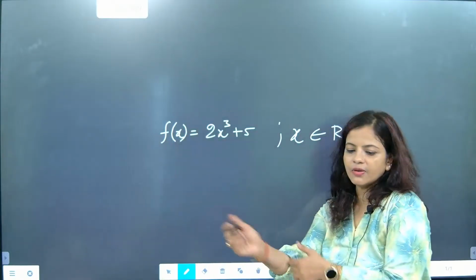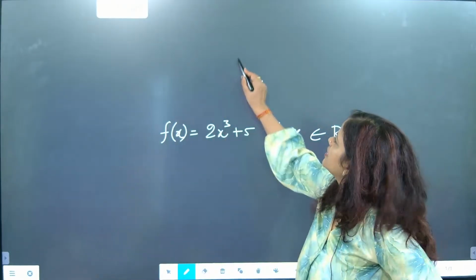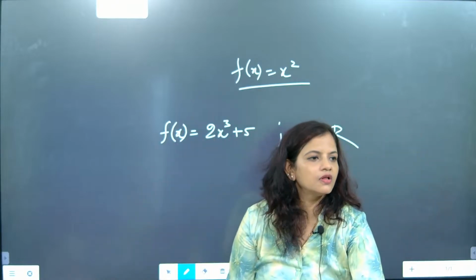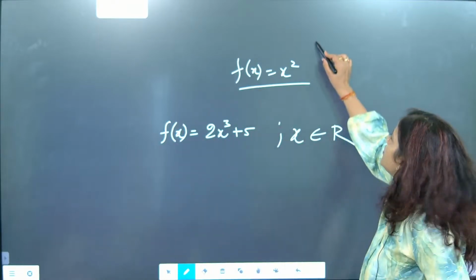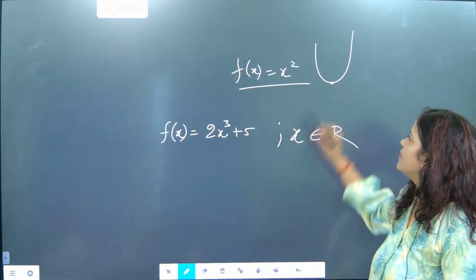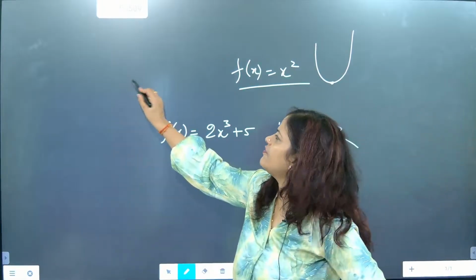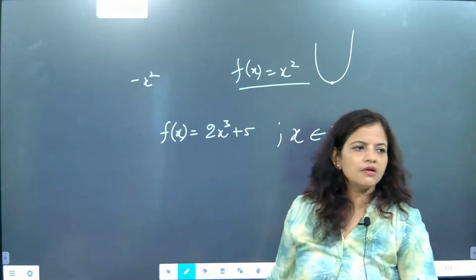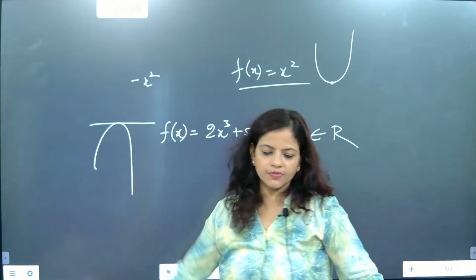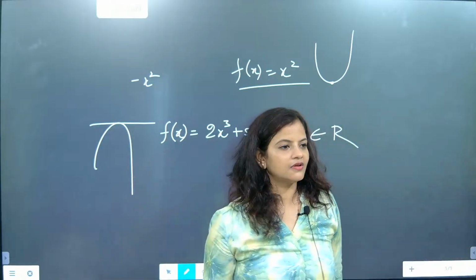Now look here. If somebody gives you f of x, now we will try to summarize it. When they give you x square, x square means what? Mouth will always be up. Up means you will get a minimum. Whenever minus x square is there, the mouth will be inverted, down. You will get a maximum. That's it. Story over. Got it?